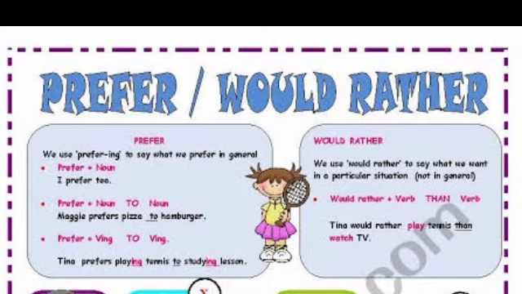Children, we use prefer to say what we prefer in general. Whereas, we use would rather to say what we want in a particular situation, not in general. That is its difference. And the other main difference: would rather plus verb, and after prefer or would prefer, we should use to. Is it clear, children? Would prefer plus to and would rather plus verb.